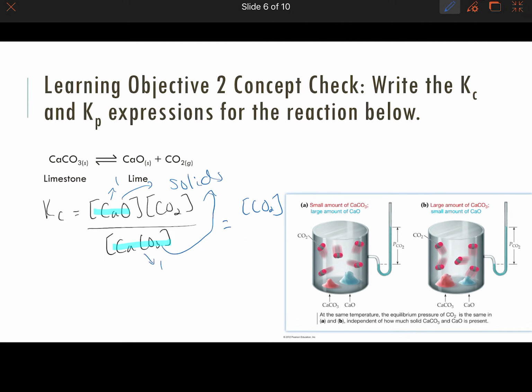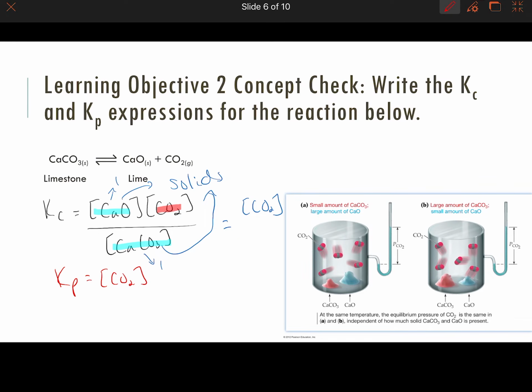Our Kp will be the same. This is our only gas, so it's the only thing that's going to show up in our Kp expression. So in this case, our Kc and our Kp are equal to each other.